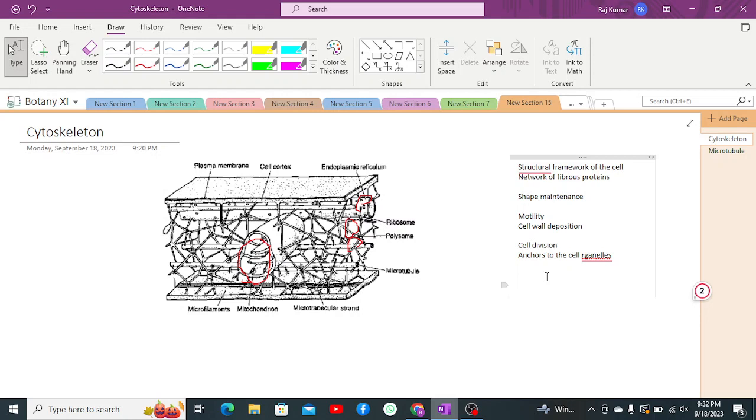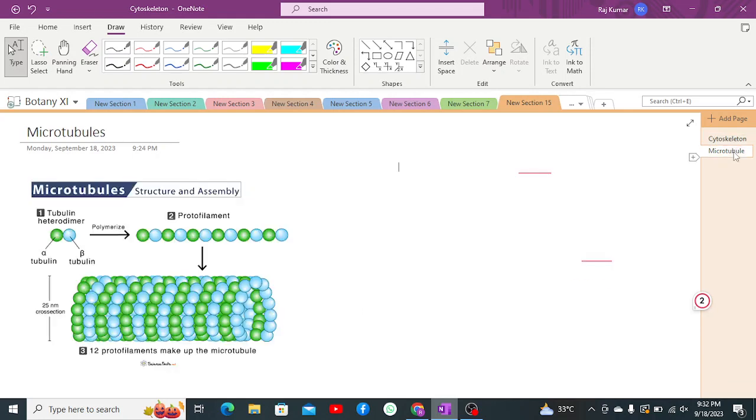On the other hand, when it comes to its components, it is made up of three types of fibrous proteins, three networks of fibrous proteins, which include the microtubules, microfilaments, as well as the intermediate filaments. Now, first, let us discuss microtubules in this video. Microtubules are basically a network of tubulin protein, in such a manner that each microtubule contains around 100 to 1000 tubulin subunits.